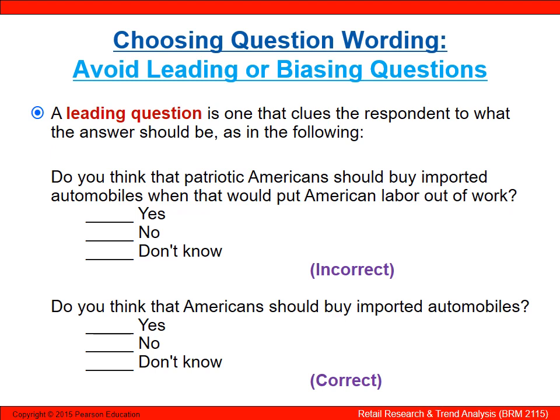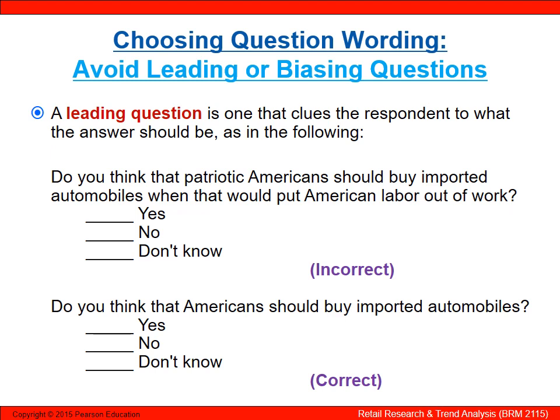This question would lead respondents to a no answer. After all, how can patriotic Americans put American labor out of work? Therefore, this question would not accurately determine the preference of Americans for imported versus domestic automobiles. A better question would be, do you think that Americans should buy imported automobiles?